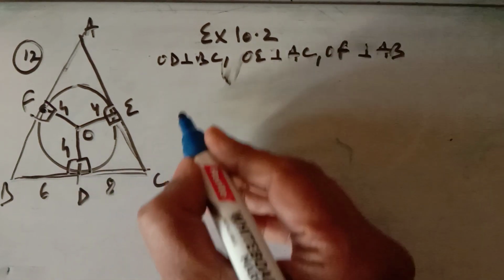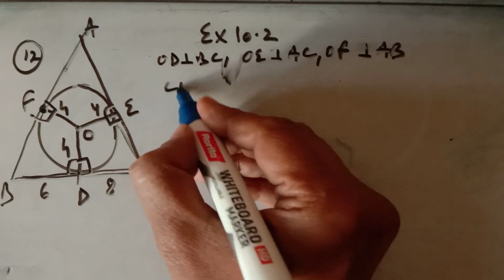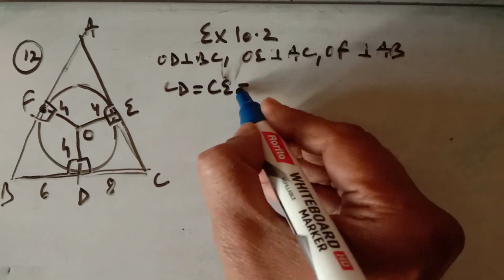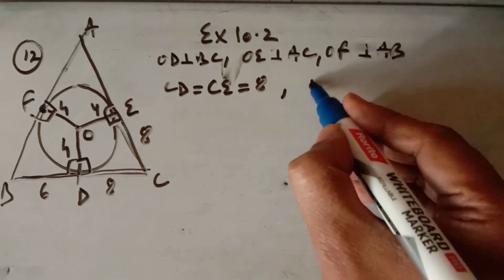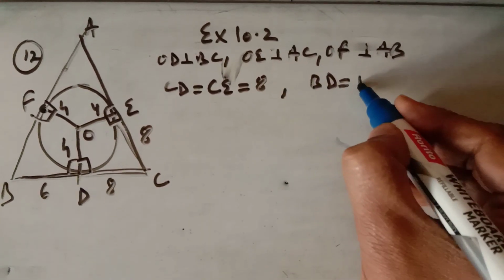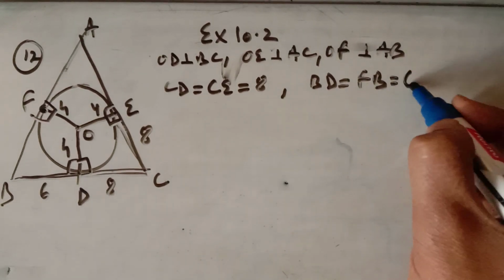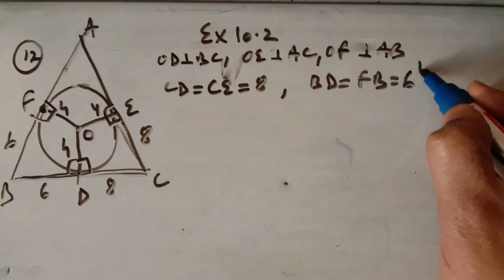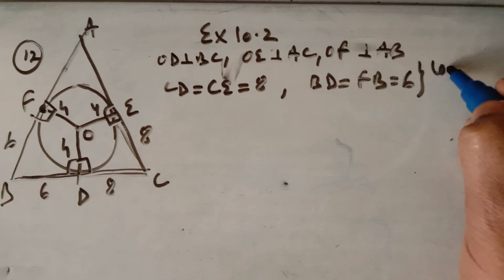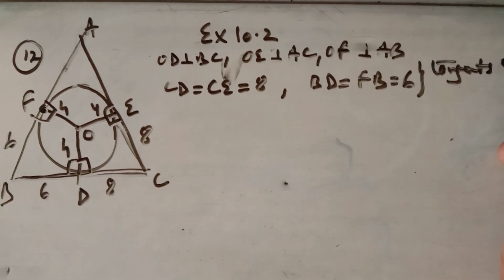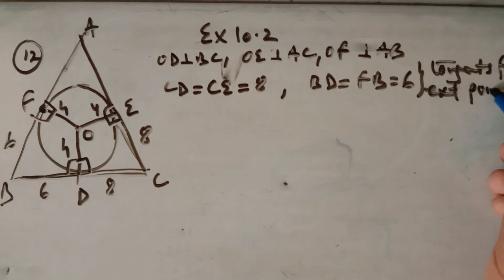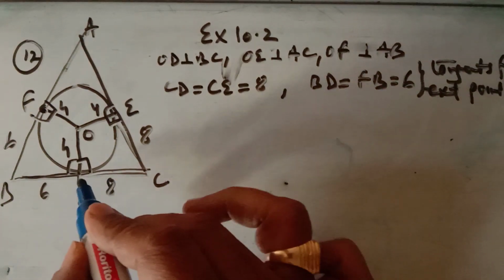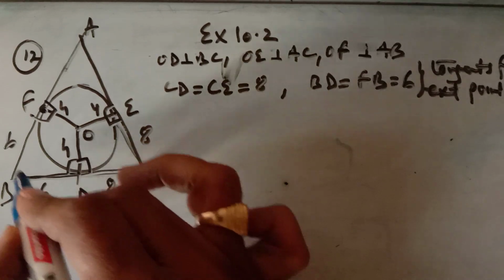Now because BD is equal to 8, CD will be equal to CE, which is 6, because the lengths of tangents from an external point to a circle are equal. FB will be equal to 8. Tangents from an external point to a circle are of equal length. So this is 8, this is 8, this is 6 and this is 6.